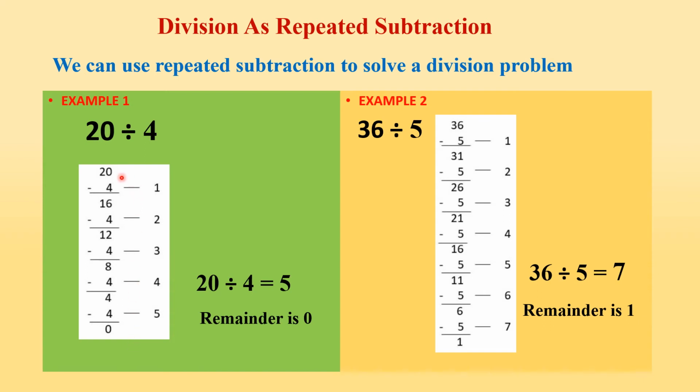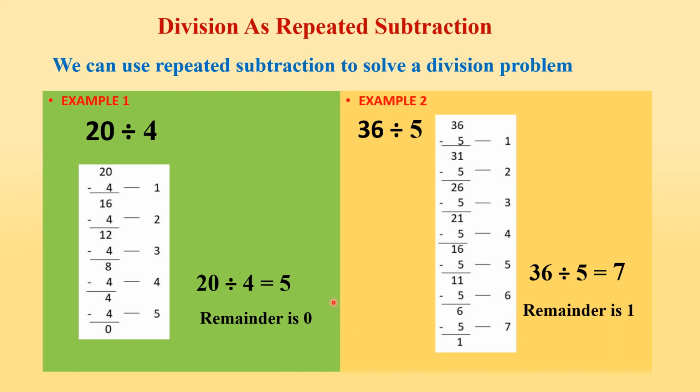Now 20 minus 4 is 16, 16 minus 4 is 12, 12 minus 4 is 8, 8 minus 4 is 4 and 4 minus 4 is finally 0. So we have subtracted 4 five times. So the answer of this division is 20 divided by 4 equal to 5 and the remainder here is 0.